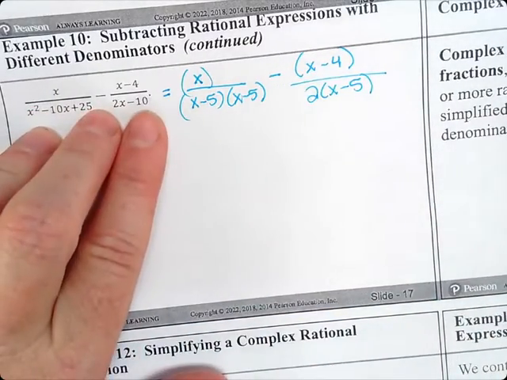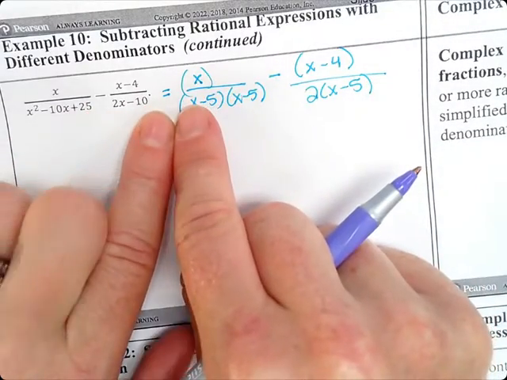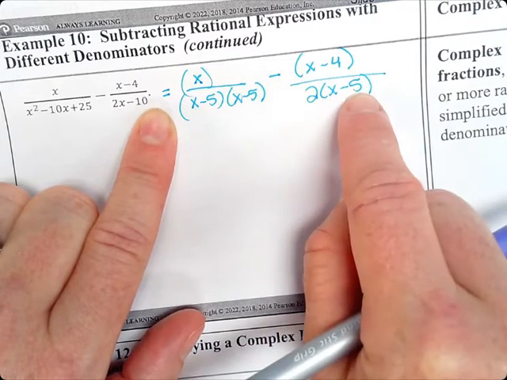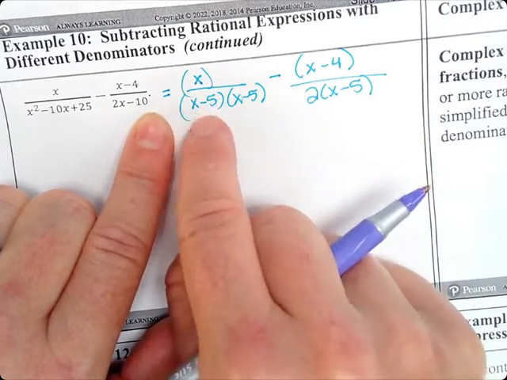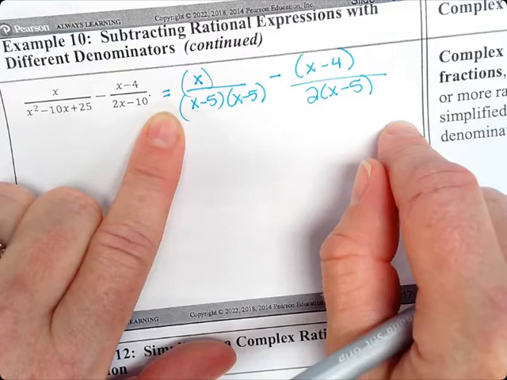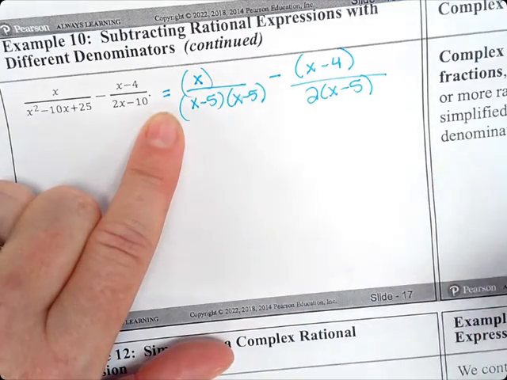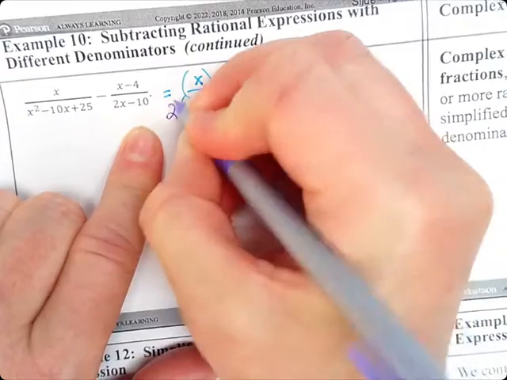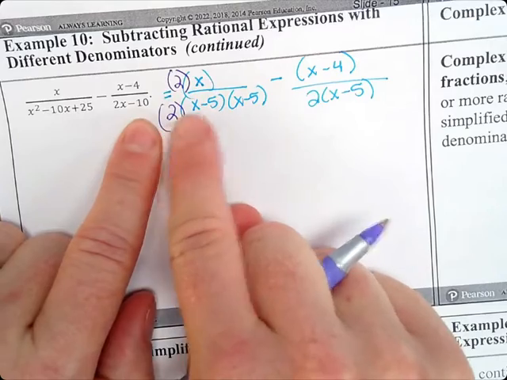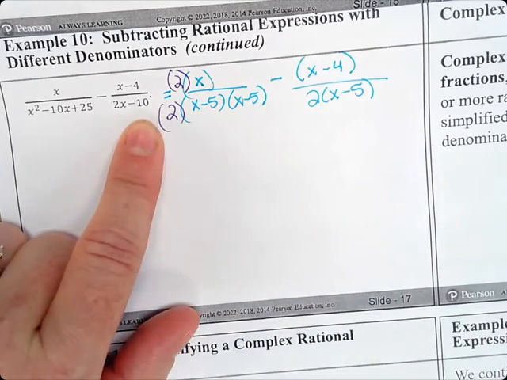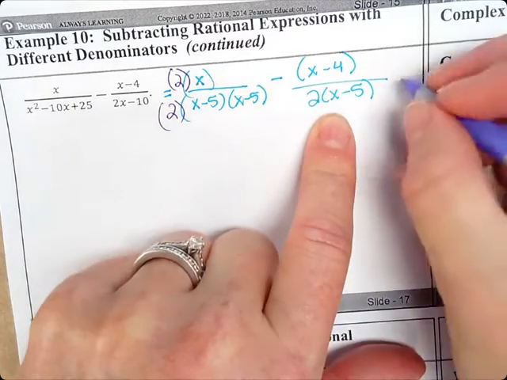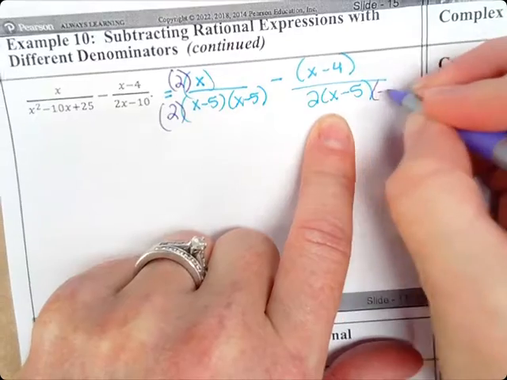Okay, so let's see what our common denominator can be. On this side, we have an x minus 5 times x minus 5. Over here, we have a 2 times x minus 5. What could we multiply this side by so we could have the same denominator? Yeah, a 2. So our common denominator is going to be 2 times x minus 5 times x minus 5, or 2 times x minus 5 squared. Then what do we need to multiply the right side by? Yeah, x minus 5.